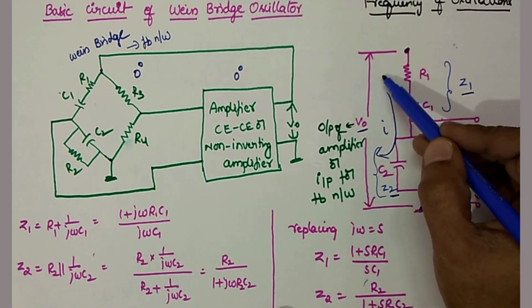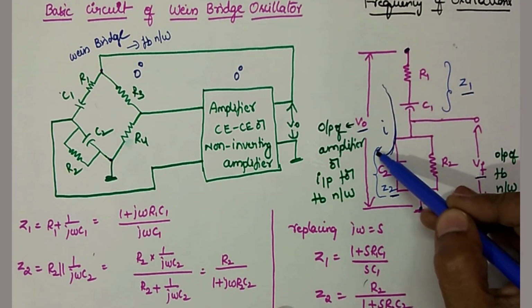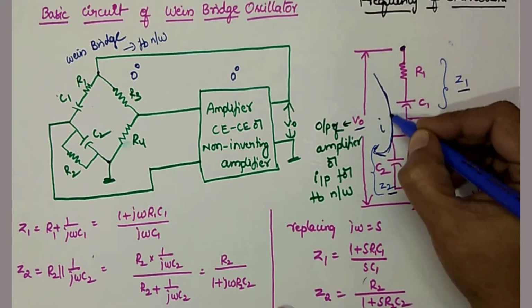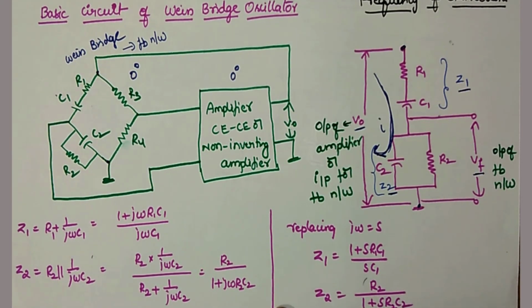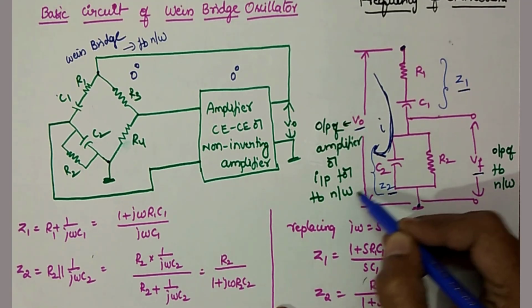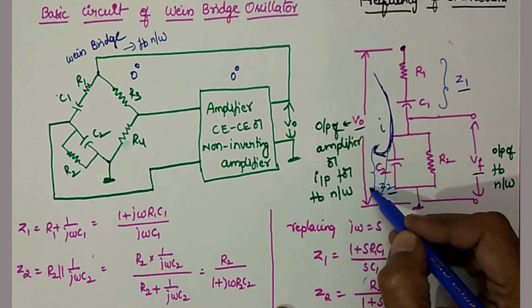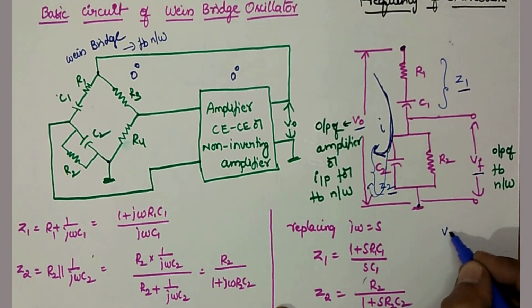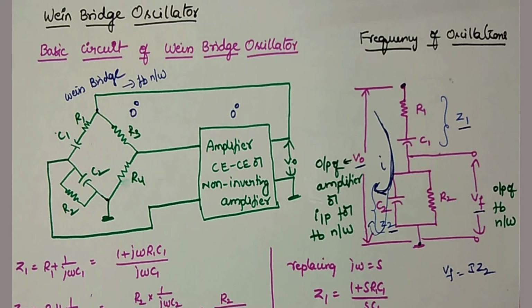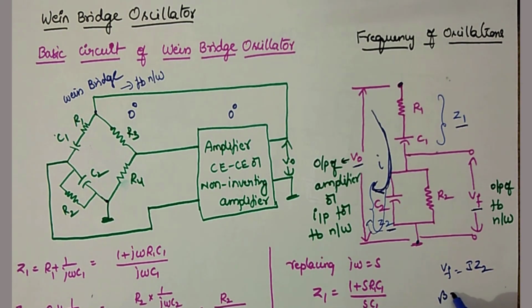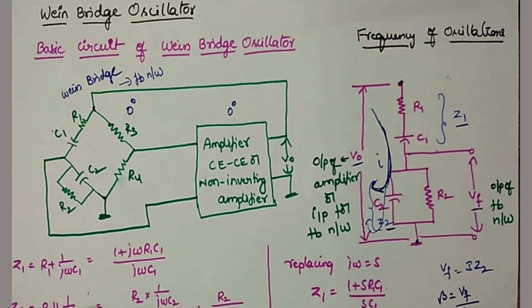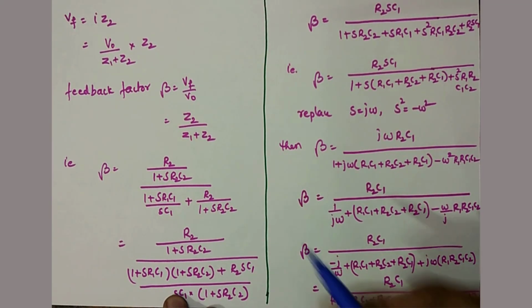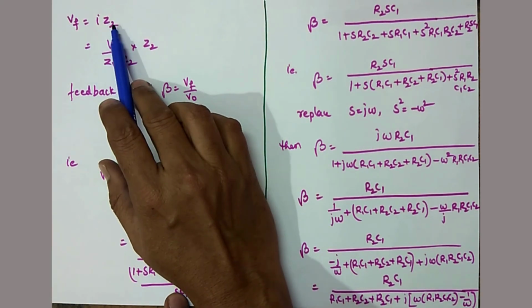Then assume a current, the total current in this circuit, as I. The current is flowing like this from this to this. If you assume the current I, what is Vf? Vf is nothing but I into Z2. So what is the feedback factor beta? Beta is, we know, the output of the feedback network by the input of the feedback network. What is the output of the feedback network? Vf. What is the input of the feedback network? V0. So if you solve this, Vf is I Z2.